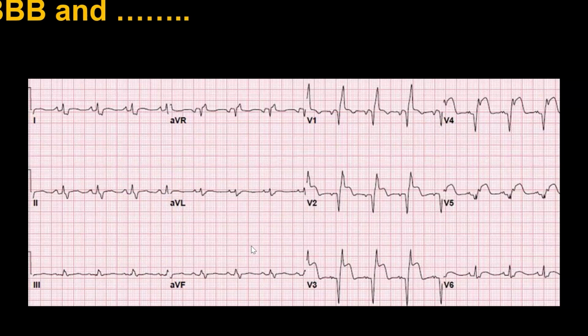Okay, so here's somebody who has a right bundle branch block. But he's also got something else, doesn't he? His ST segments are going in the wrong direction. They should be going down, not up. And so what does he have? He has an anterior STEMI.